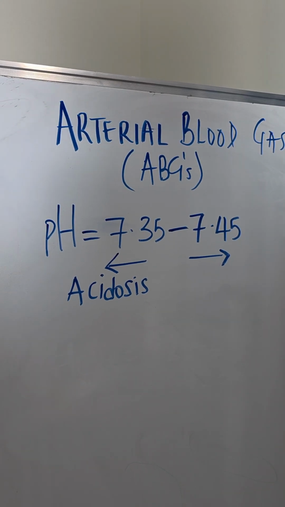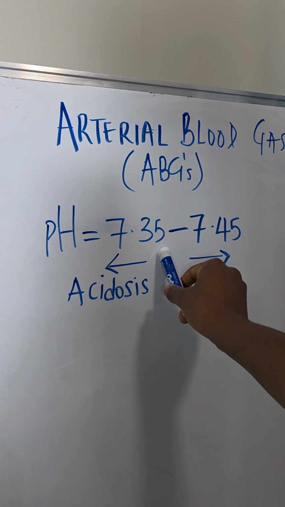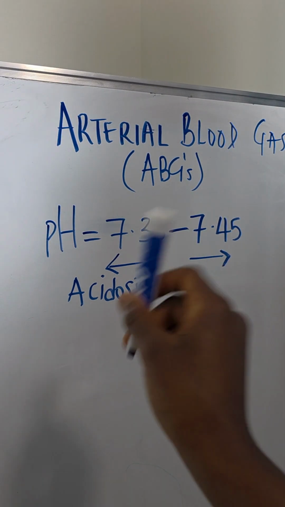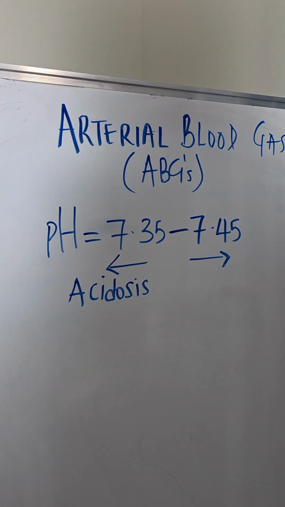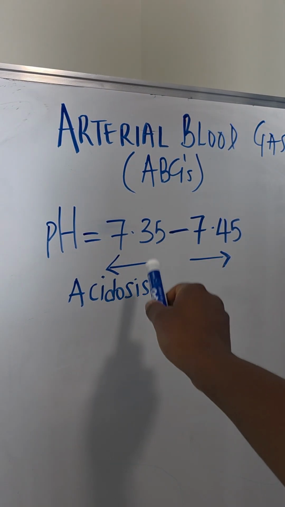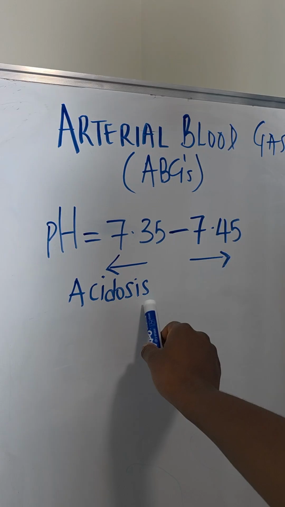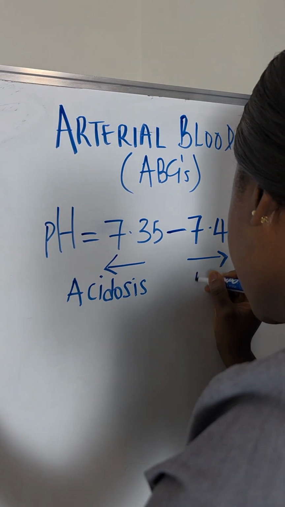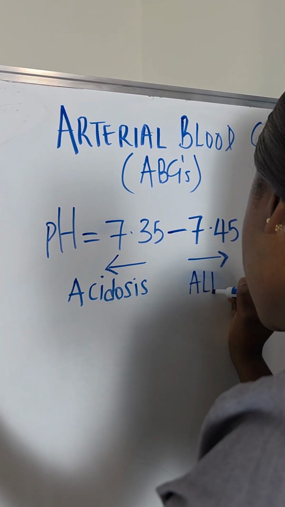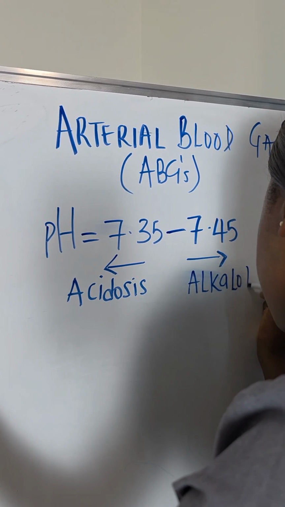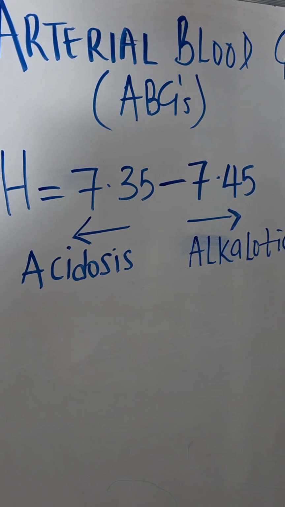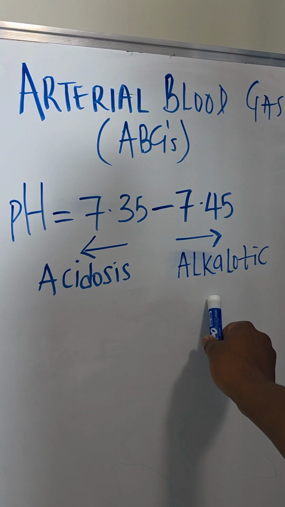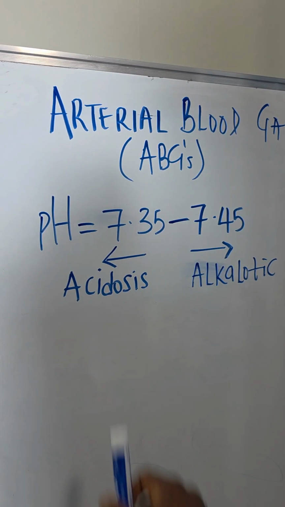First is the pH. The normal pH is 7.35 to 7.45, and the pH tells us whether the blood is acidic or alkaline. If the pH is less than 7.35, we refer to it as acidosis. And if the pH is greater than 7.45, we refer to the patient as alkalotic. A simple way to remember this is the lower side is acidic and the higher side is alkalotic. So bear this in mind.